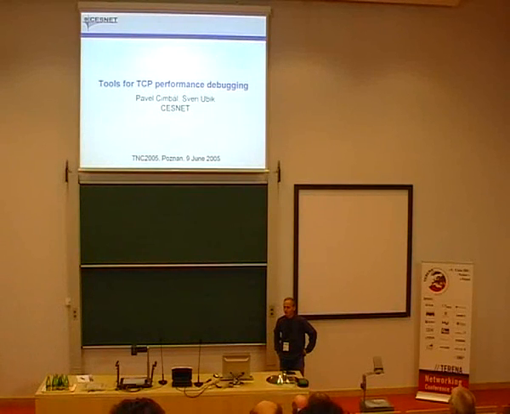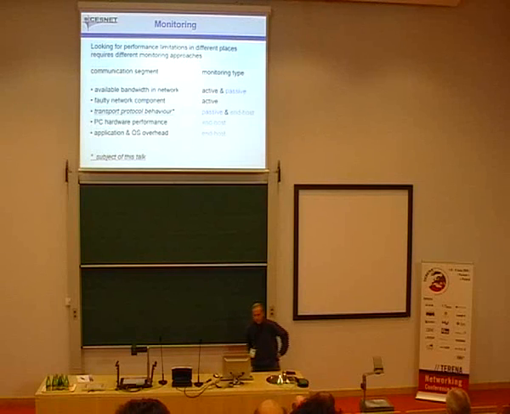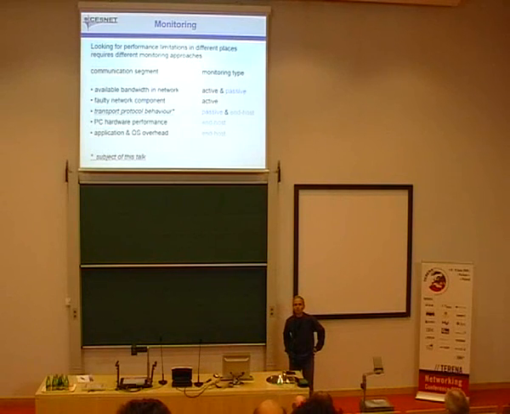My name is Sven Ubik, and I would like to present two tools which can be used to debug TCP performance problems. When we encounter poor performance in end-to-end communication, we should realize that the problem can be anywhere in the communication path. For instance, the problem can be low available bandwidth in the network.